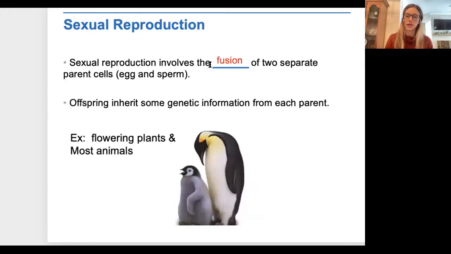Okay, well, the answer is up here. So sexual reproduction involves the fusion of two separate parent cells. Those parent cells are going to be an egg and a sperm cell. Okay, so then you have the offspring inherit the genetic information. What's your genetic information? That's your DNA, from mom, from dad, and then when they combine, the fusion of these two separate parent cells are what create the offspring. Okay, so that's sexual reproduction. So I want you to go ahead and write these definitions down.